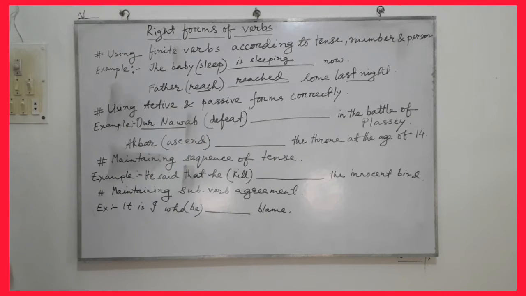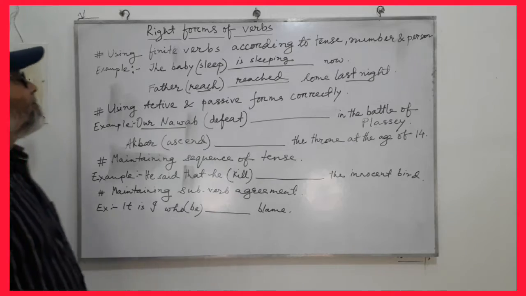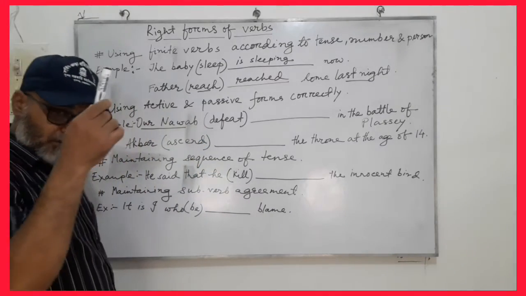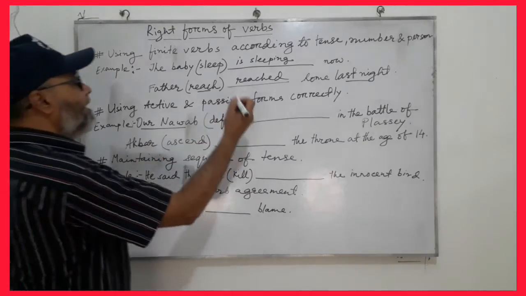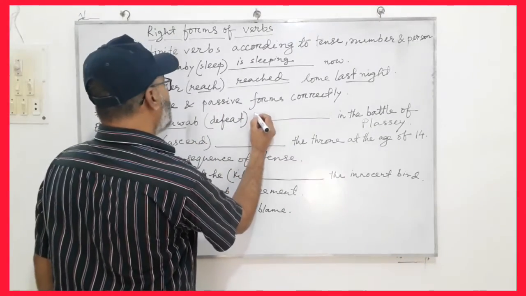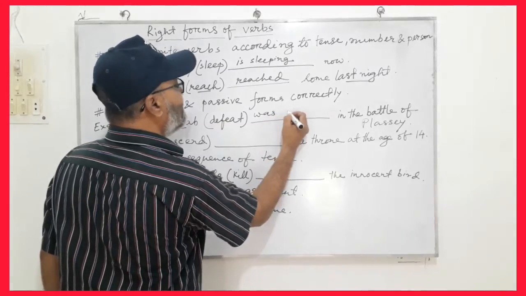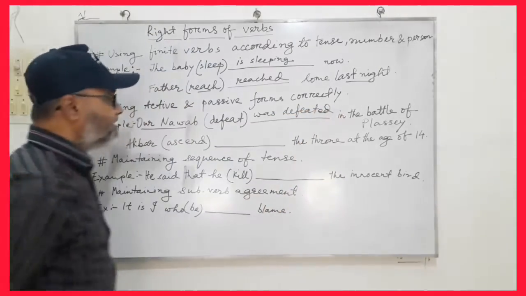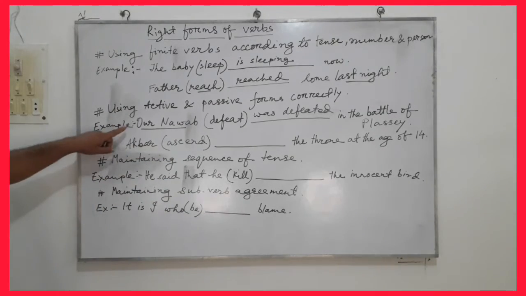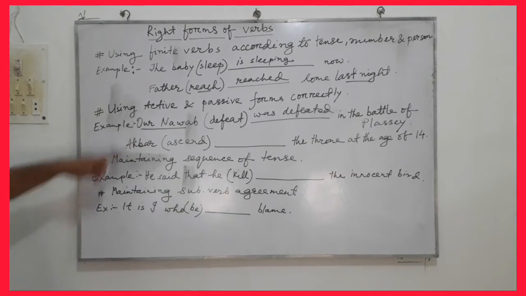In past indefinite tense, passive form is was, were, and past participle. So we have to write here, our Nawab was defeated in the Battle of Plassey. The first sentence is in passive form.